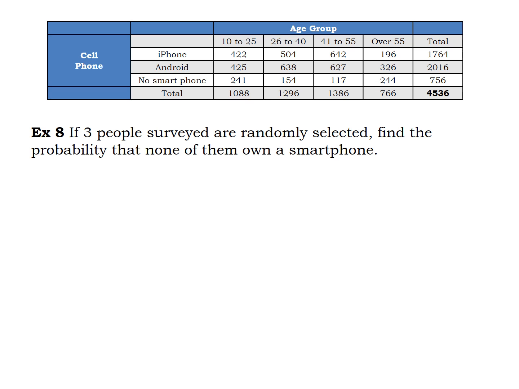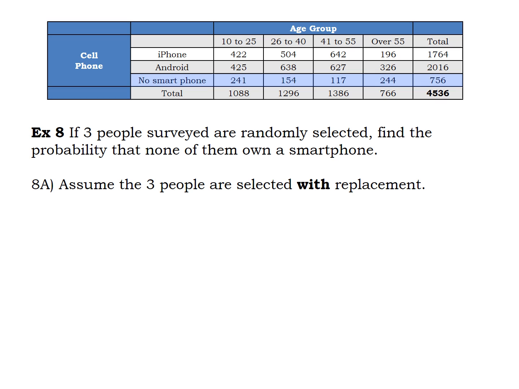So we're going to tackle this problem 2 different ways. One, we're going to tackle it assuming the people are selected and then replaced. So that means every time we make a selection, we're going to put them back before we make the next selection. Okay? So when we go to choose our first person, even though I want 3 people, none of them owning a smartphone, that's an AND problem. I worry about the first thing first.